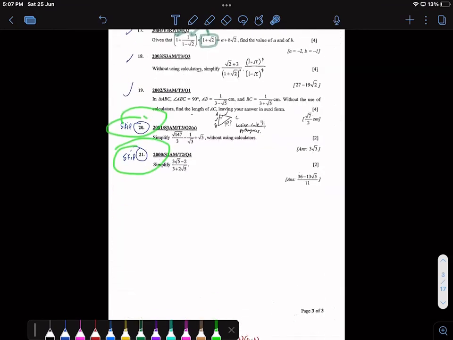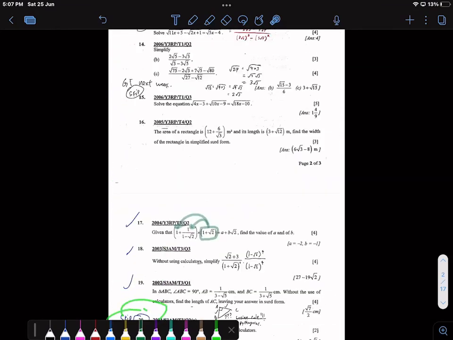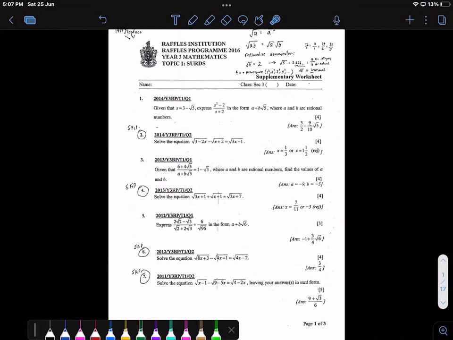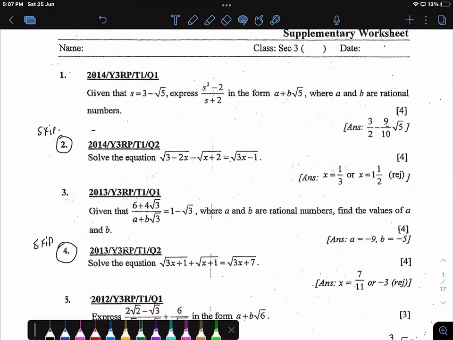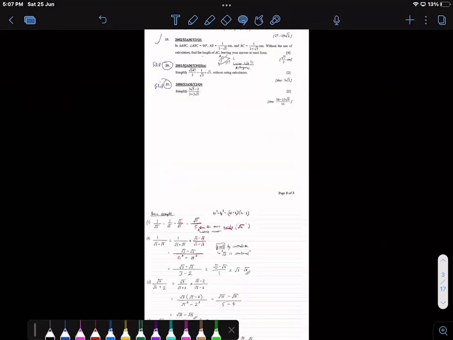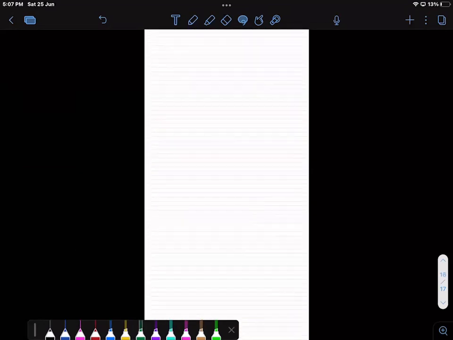20 and 21. Oh, wait. No. Not done with the worksheet. Still got those questions that I skipped. Right. Sorry. Forgot. Let's go back. So now question 2. How do you solve for x in this kind of equation where there are square roots involved? Let me start a new page first before I continue talking.